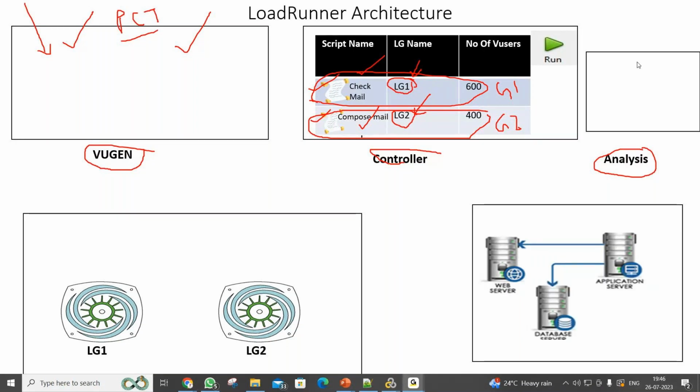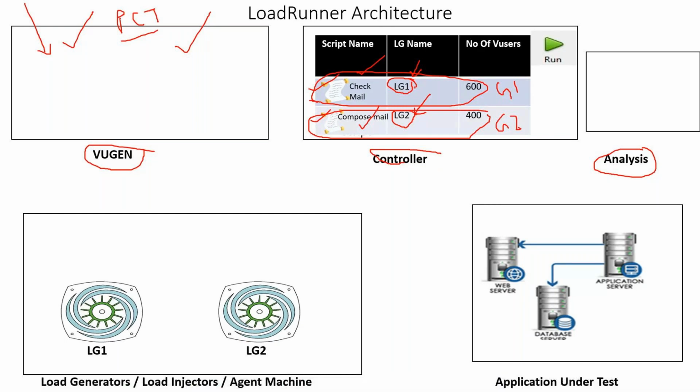Wonderful. Now, again, simple. Whether you call it a load injector, load generator or slave machine, the purpose of these machines is to give the virtual users. If you don't have these LG machines, you will not get the virtual users, so you will not be able to run the test. So definitely you have to give the LG machines.